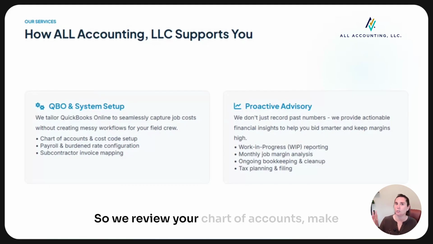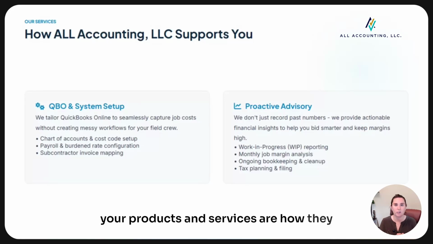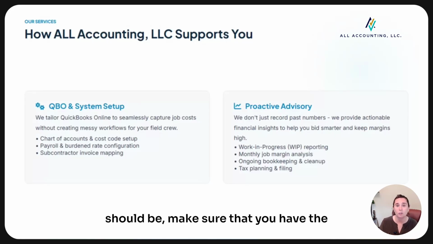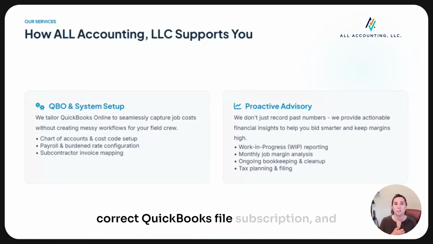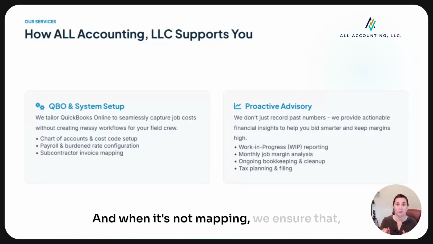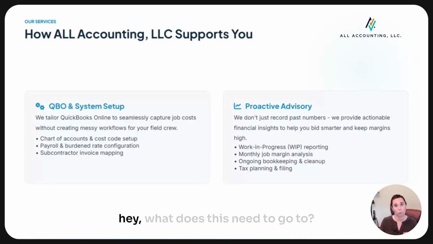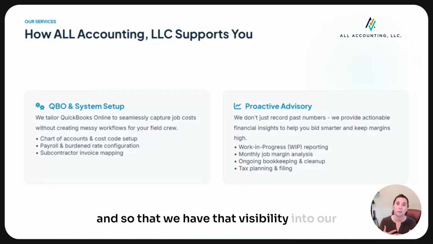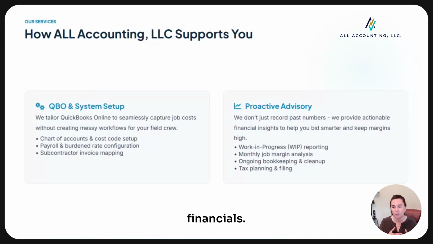So we review your chart of accounts, make sure your coding is all set up, make sure your products and services are how they should be, make sure that you have the correct QuickBooks file subscription, and ensure that everything is mapping correctly. And when it's not mapping, we ask, hey, what does this need to go to? How can we tie this in so that we have that visibility into our financials?